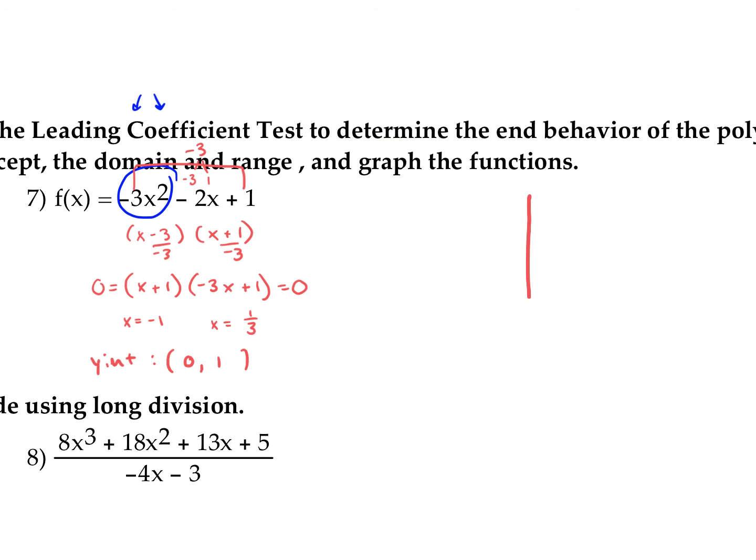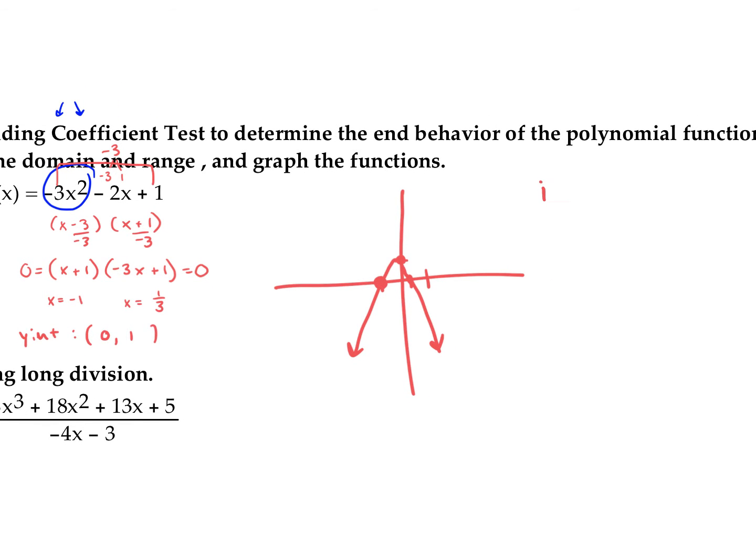So we can graph that. I go to the left to -1, to the right 1/3, and my y-intercept would be 0, 1, so I go up 1. And then I know I'm going down and down. Do I have any multiplicity? No. So I just go through and through. And your domain. What's my domain? All real numbers, so -infinity to infinity, or you could write all real numbers.